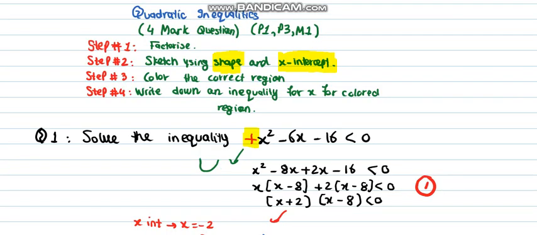So our question is: solve the inequality x square minus 6x minus 16 is less than 0. So x square minus 8x plus 2x minus 16, we will factorize it, taking x common, x minus 8, plus 2 common, x minus 8. So x plus 2 and x minus 8 is less than 0 becomes the factorization.